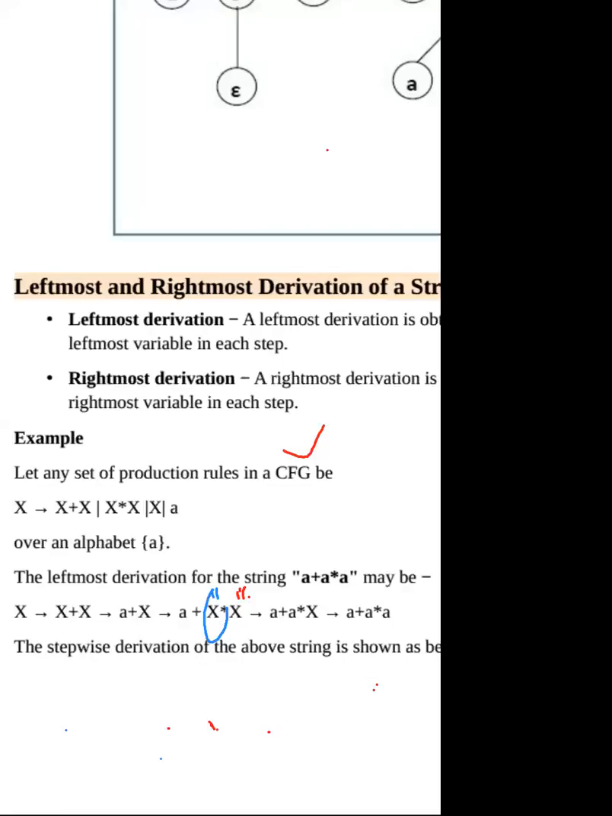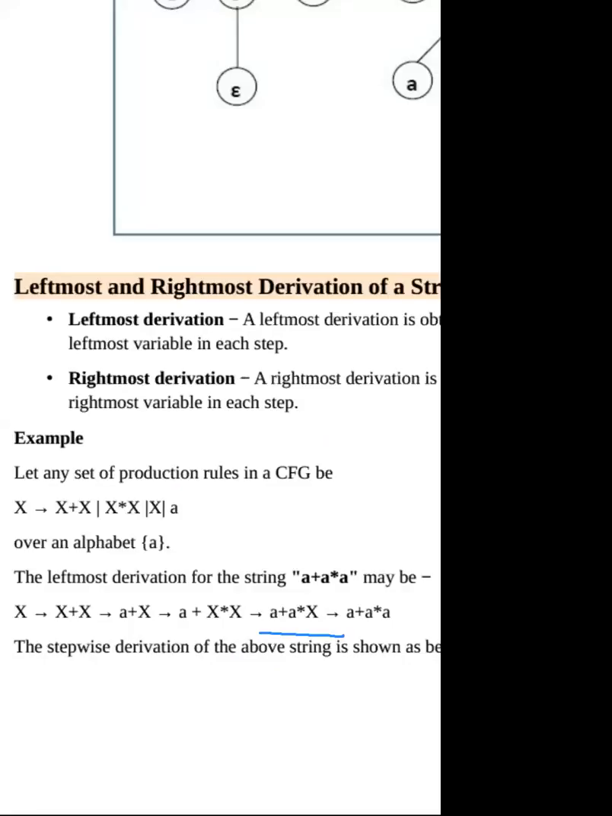Because we have a production X implies a, replace the leftmost X, the blue one, by a. So is it clear up to this point? All of you clear? Replace the blue X, that is the leftmost X, by a. So now we have a plus a into X.